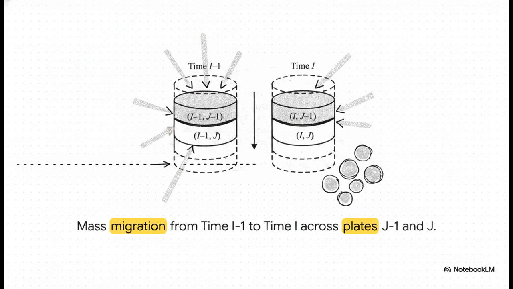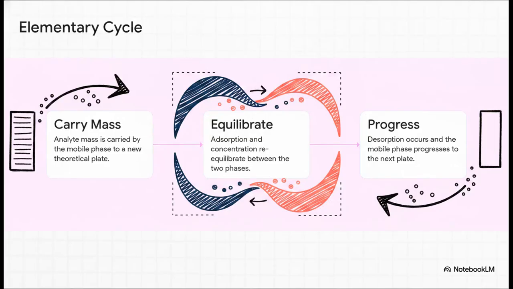The formula for this is simply the total mass equals the mass in the mobile phase plus the mass in the stationary phase, and the model recalculates this over and over, frame by frame. If we break that calculation down into a repeating elementary cycle, it looks a bit like this.